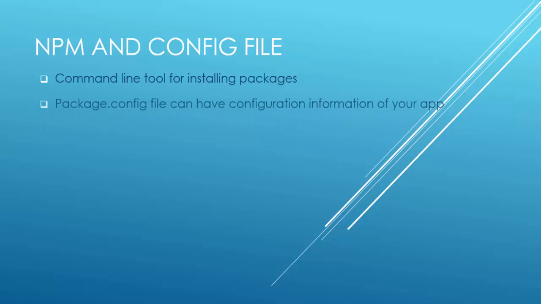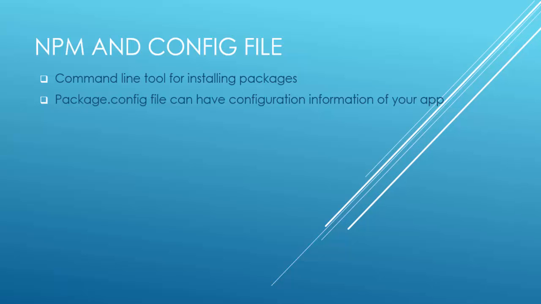The other thing is the config file. So package.json is a config file where you can save all of your configuration information for your application. It is application specific, so you can save all of your configuration settings. It's not obligatory that you should have a config file, but it's a good idea to have a config file where you can save your configuration information.